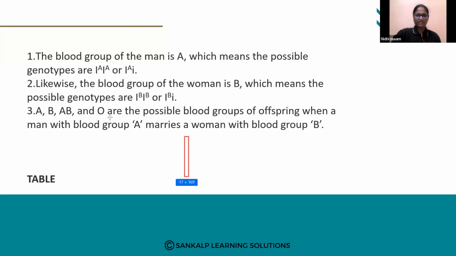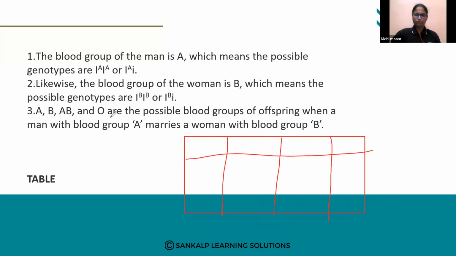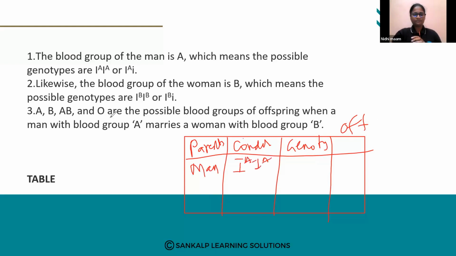First we have to put one table like this. Fine. After that, write like this. Here we will write parents, here we will write condition, and here we will write genotypes. Here we write offsprings. So in parents, when the man's condition is homozygous, IA, and similarly the woman's condition is IB, right? So the genotype of the offspring here is IAIB, which means the blood group will be AB, right? That was the homozygous condition.